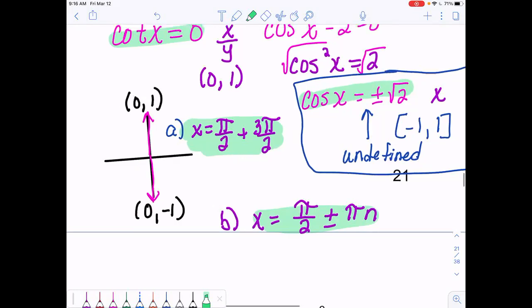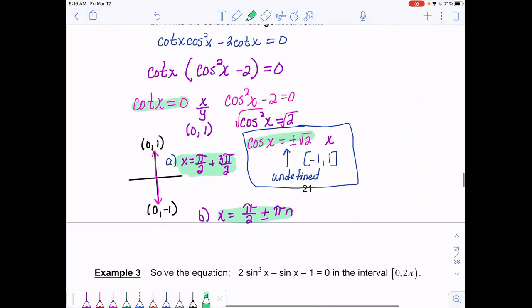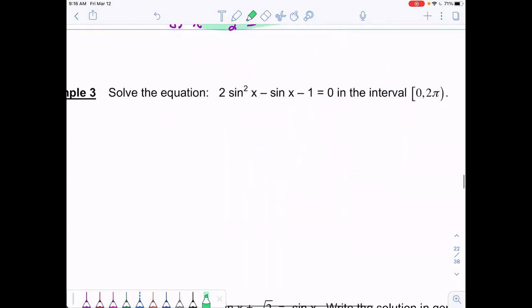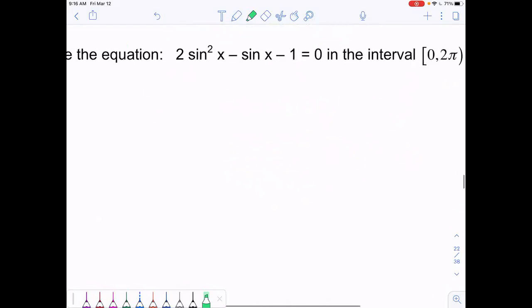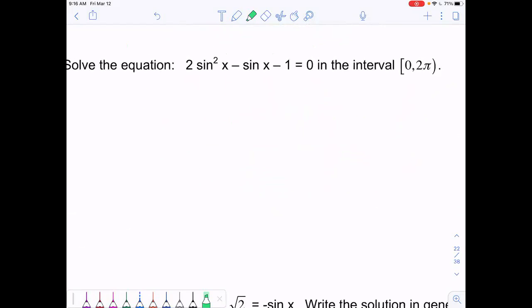All right. So trying to look at a few more examples. Just like the identities, every problem is slightly different. So let's look at example 3. The goal is to show you different methods to use to try and solve the equation. This one says solve the equation in the interval of 0 to 2 pi. So that means I don't need a general form. I just need to find the angles. We have 2 sine squared minus sine minus 1.